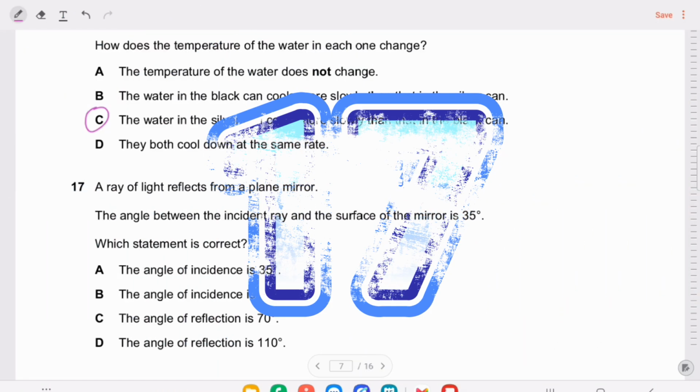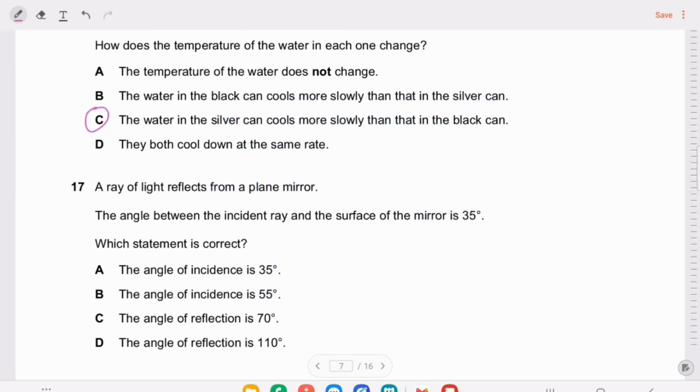A ray of light reflects from a plane mirror. The angle between the incident ray and the surface of the mirror is 35 degrees. Which statement is correct? A. The angle of incidence is 35. B. The angle of incidence is 55. C. The angle of reflection is 70. D. The angle of reflection is 110.